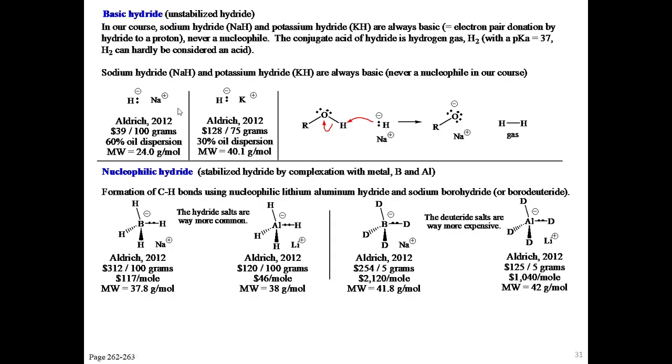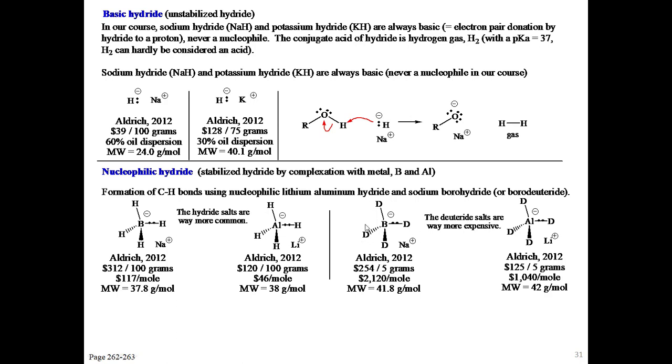Just to show you the hydrides, there's many forms of hydride: sodium hydride, potassium hydride, calcium hydride. We're just going to use sodium hydride. All the sodium hydride is for us is a very, very strong base that can pull a proton off of an alcohol and make an alkoxide. Okay, so that's the only thing that we will use the sodium hydride for. However, lithium aluminum hydride and sodium borohydride, these two guys here, are very commonly used. Aluminum hydride is a little more reactive than the borohydride, but for us, we'll just consider them the same.